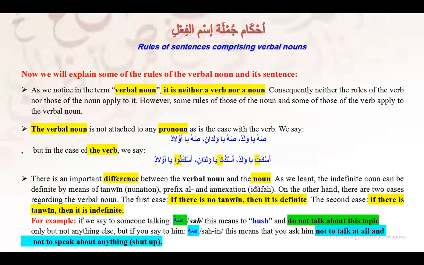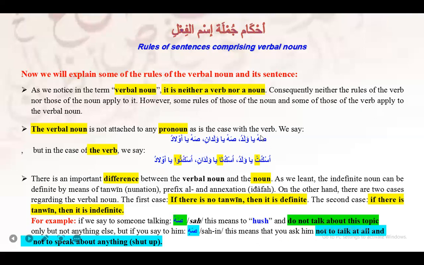As we notice in the term verbal noun, it's neither a verb nor a noun. Verbal noun is not a verb and also it's not a noun, but it's the same as a verb in the meaning. Okay, the verbal noun is not attached to any pronoun. As in the case with the verb, we say like صح يا ولد, صح يا ولدان, صح يا أولاد. But in the verb, we can say اسكت يا ولد, اسكتا يا ولدان, اسكتوا يا أولاد.